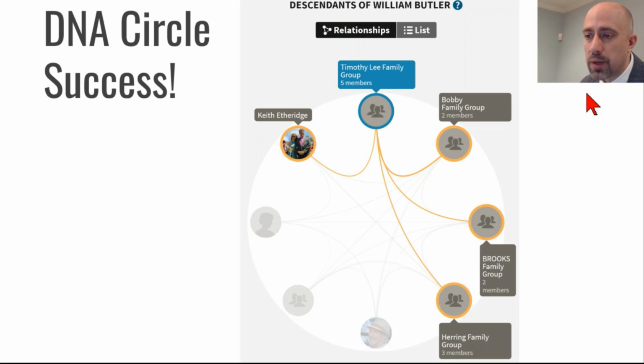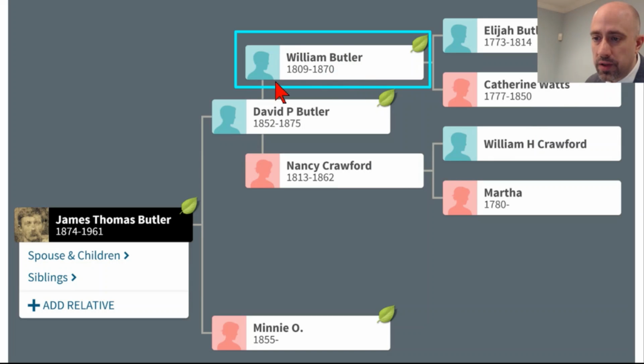So we now know that we have a William Butler DNA circle. And here again is William Butler, our fourth great-grandfather. His son was David P. Butler, our third great-grandfather. He was married to Minnie O, our third great-grandmother. Until this DNA circle arrived on the scene, we really knew almost nothing about Minnie O. We didn't know if O was for a middle name or for a maiden name. We didn't know how long she lived. We had essentially no information about Minnie O.